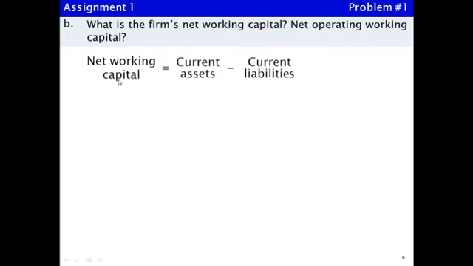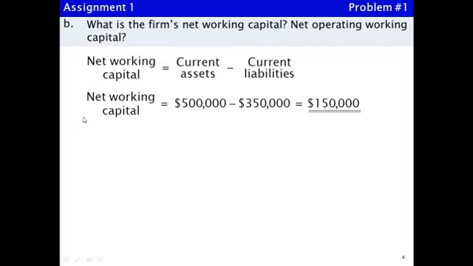Part B, what is the firm's net working capital? What is the firm's net operating working capital? Well, you should recall from your accounting that net working capital is current assets minus current liabilities. It's a very straightforward calculation. Formula anyone in finance or accounting should know. Current assets were $500,000 from the previous statement. Current liabilities are $350,000. Therefore, net working capital is $150,000.